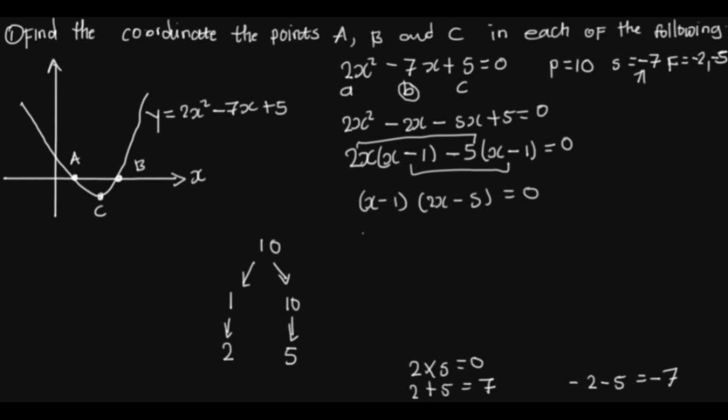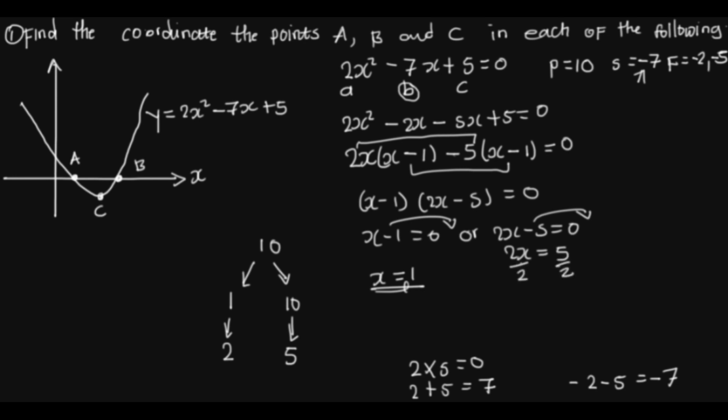Then we are going to equate each factor: x minus 1 is equal to 0, or 2x minus 5 is equal to 0. So we have x is equal to 1. Then when the negative 5 shifts to the other side, we have positive 5, which we divide by 2. We can see that this one is 2.5. So now we can see that the two values of x are both positive.